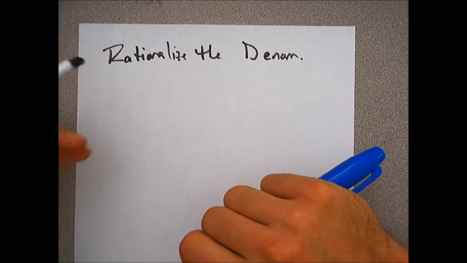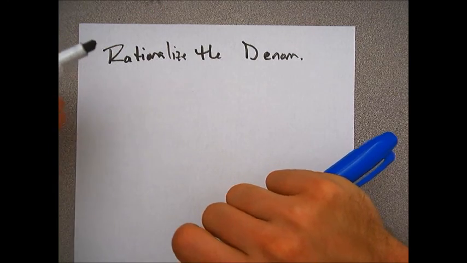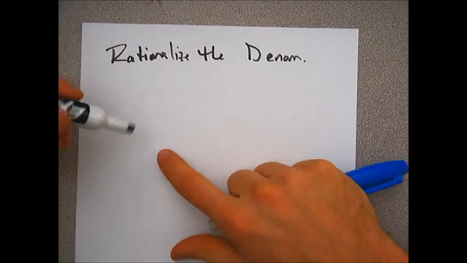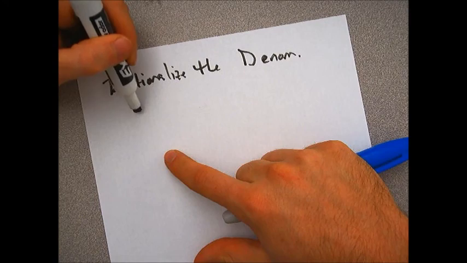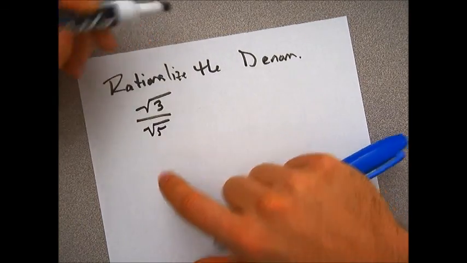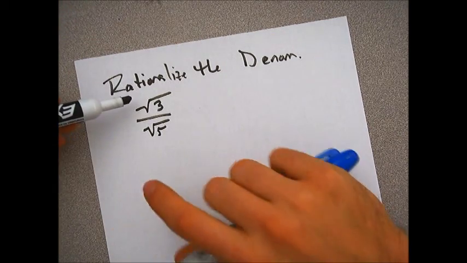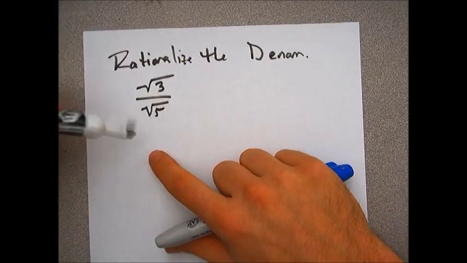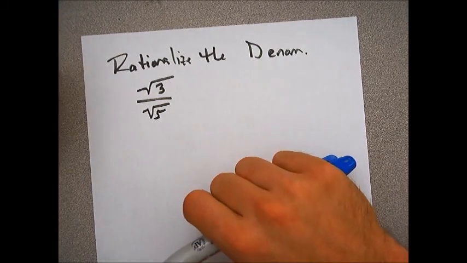And we're going to look at the ways that we go about getting rid of this square root. So in a real basic example, let's say we have the square root of 3 over the square root of 5. It's okay to leave a square root in the top, but for right now we do not want a square root in the bottom of our answer.